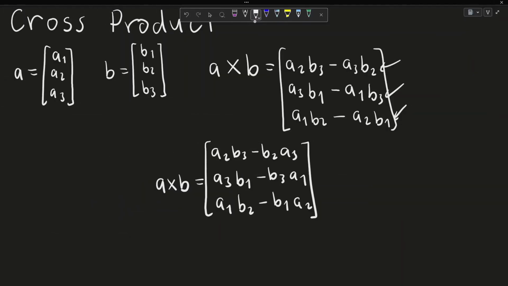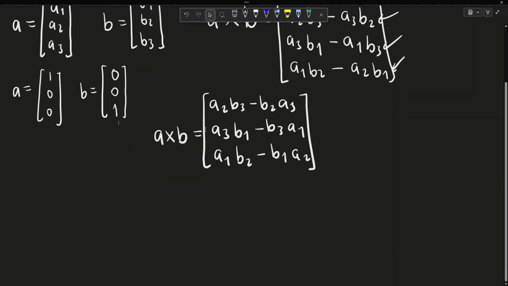And so you'll observe that this trick works in 3 dimensions as well. So let's compute an example. Let's say A is equal to 1, 0, 0. Let's say B is equal to 0, 0, 1. When we take the cross product of these two vectors, we'll obtain A cross B.